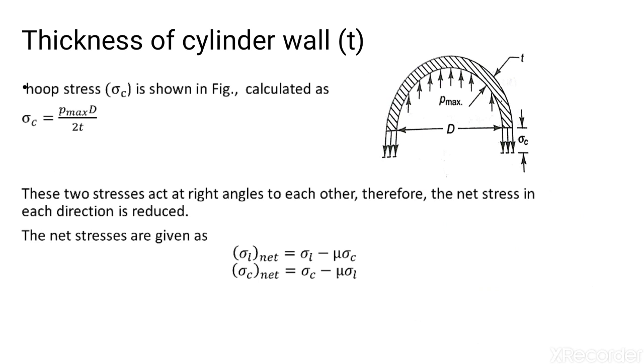Hoop stress sigma_c, shown in figure, is calculated as sigma_c equal to P_max divided by 2t into d. These two stresses act at right angle to each other. Therefore, the net stress in each direction is reduced. The net stresses are given as sigma_L net equal to sigma_L minus mu sigma_c, and sigma_c net equal to sigma_c minus mu sigma_L, where mu is the Poisson ratio, generally taken as 0.25.